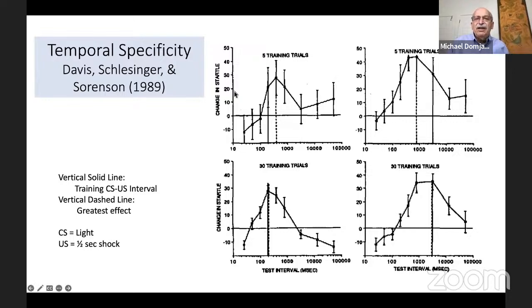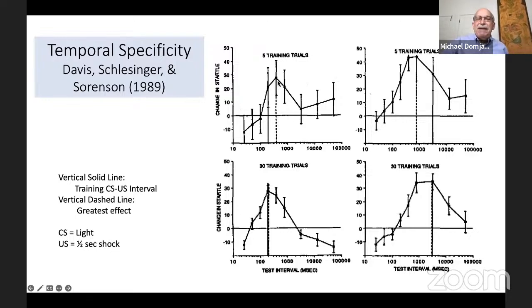But we're looking not at the response to the CS, we're looking at the response to this brief loud noise that elicits startle. And in this case, he used an audio generator to produce a noise burst rather than a toy pistol. So the methodology got a little more sophisticated.